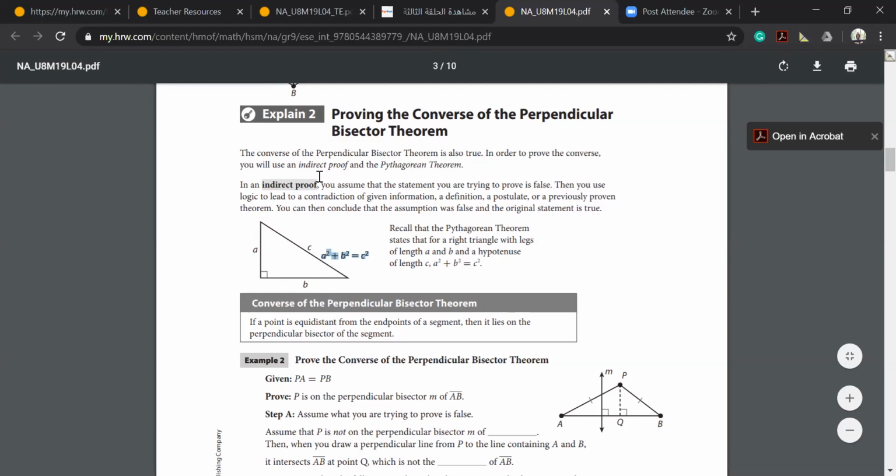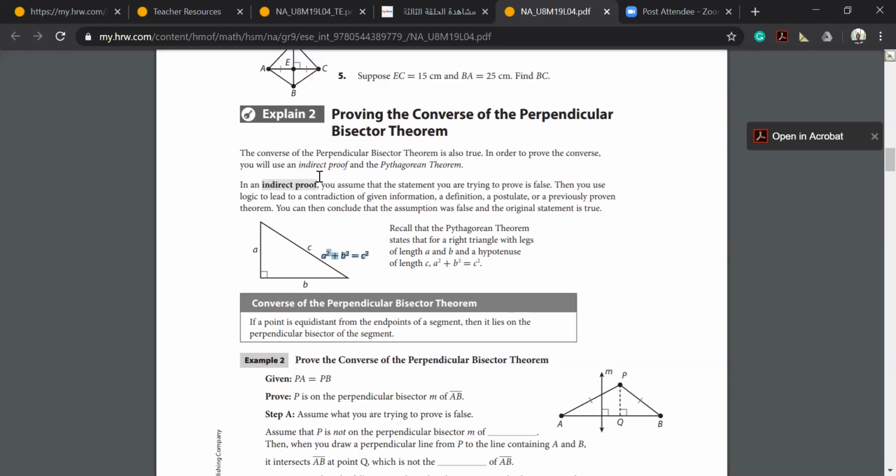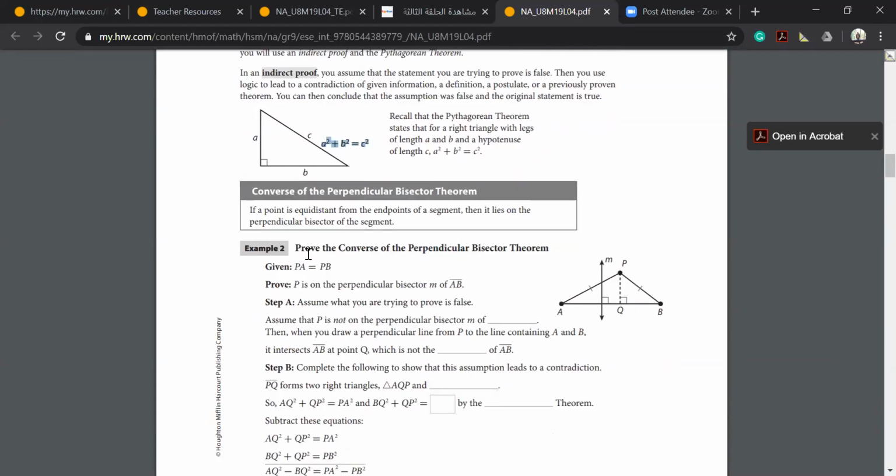We took this in grade 8. So the Pythagorean theorem stated that if I have a right angle triangle, A square plus B square will be equal to the hypotenuse square, which is C square. We are going to be using this to prove the converse of the perpendicular theorem. Let's read the converse of the perpendicular theorem. If a point is equidistant from the endpoints of a segment, as I told you, if this was equal to this, then what will happen? It lies on the perpendicular bisector of the segment. And you will understand that actually this line will be the perpendicular bisector. And you will understand two things, that this angle is 90 and that these two parts are equal.